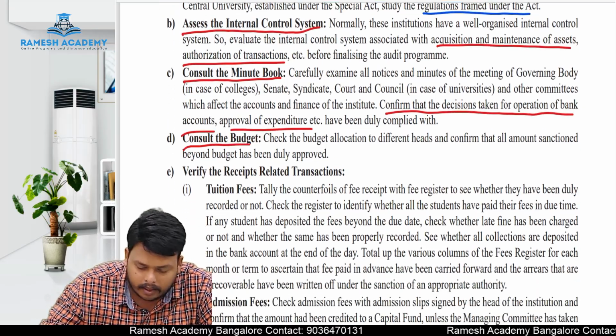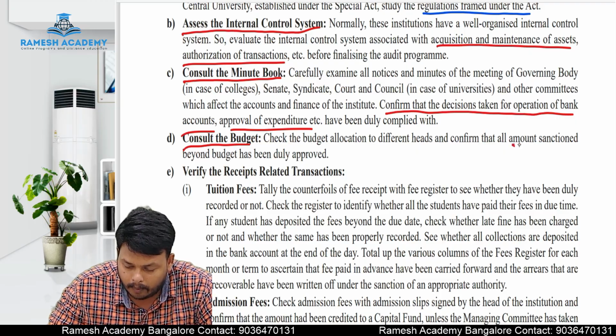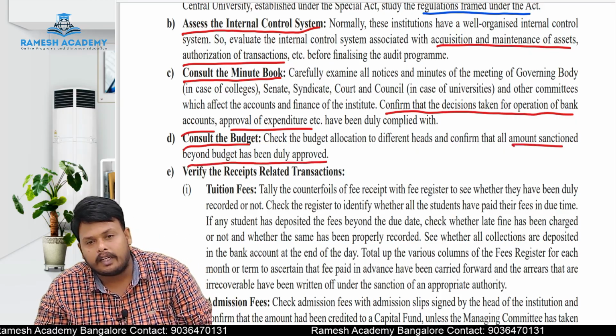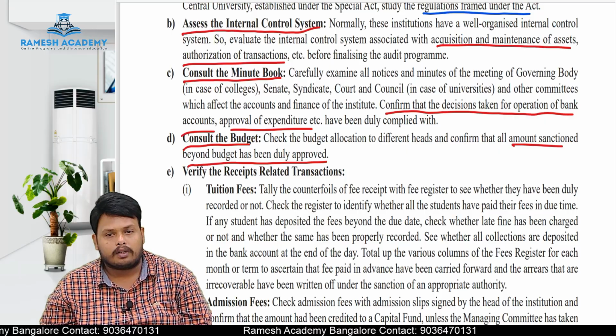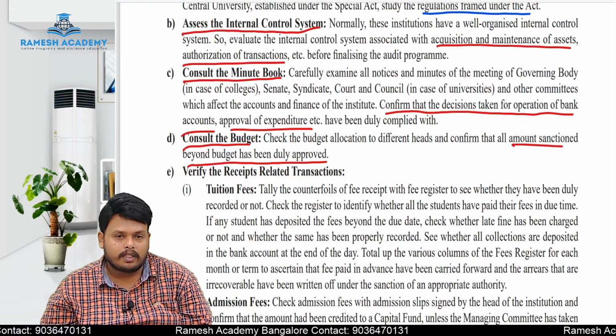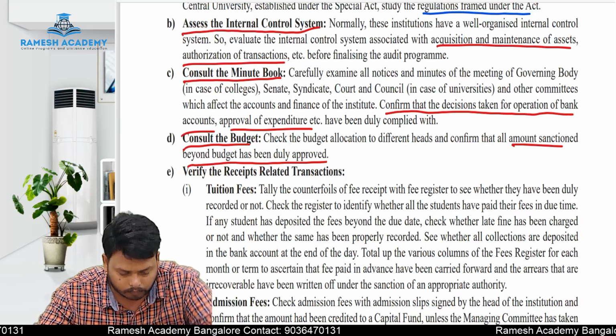Consult the budget. Check the budget allocation to the different heads and confirm that all the amounts sanctioned beyond the budget have been duly approved. So for each and every department, certain budgets will be allocated every year. The auditor has to consult all the departmental heads and verify if any amount is sanctioned beyond the budget, and that also the auditor has to get approved.